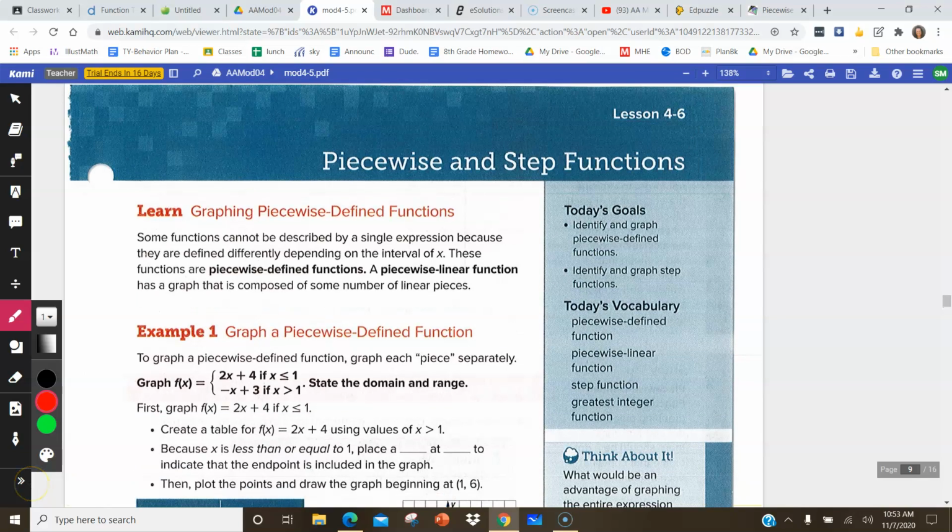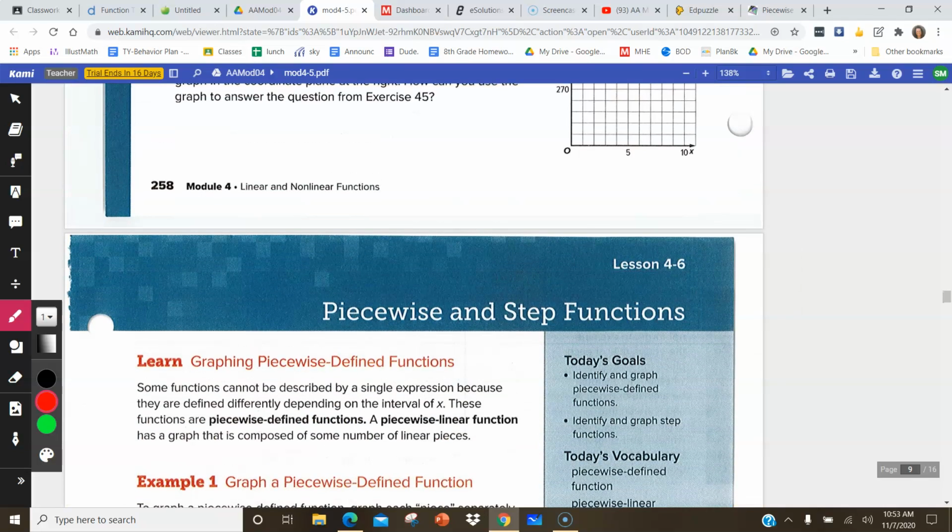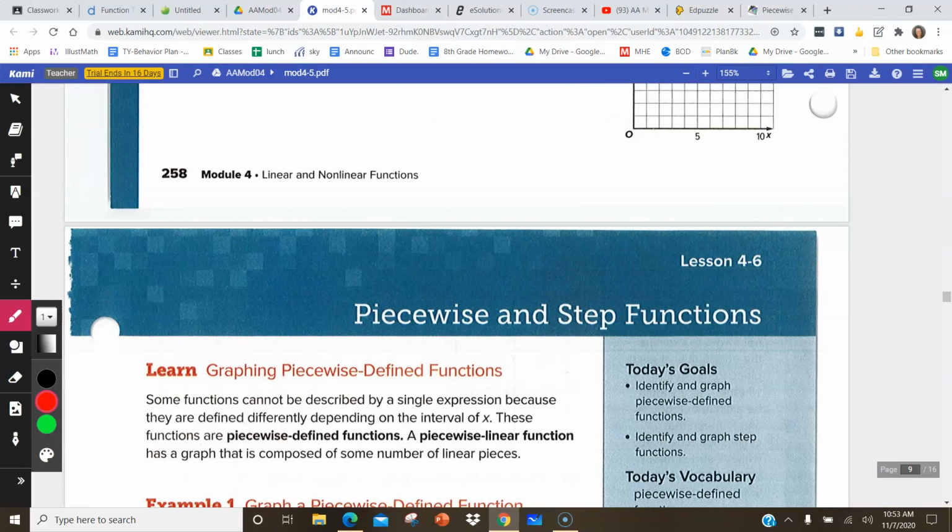Today we're going to talk about piecewise and step functions. Those are exactly as you think they are. A piecewise function is chunks or pieces of different functions on one coordinate graph. A step function looks like a graph that has stairs on it. It looks like a stair-stepping graph. So that's what that is. So we're going to talk about those two graphs today.